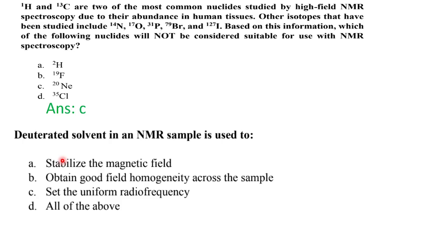Now, why? Please, anybody answer. Why? No, no, no. It should not have a different magnetic moment. That's why we use deuterium, no? If it is proton, it will also show its own NMR spectra. So that's why you should go for deuterated. So it will stabilize the magnetic field.